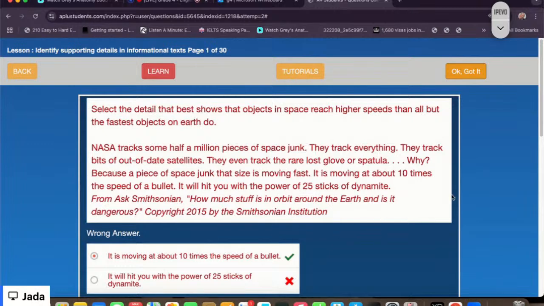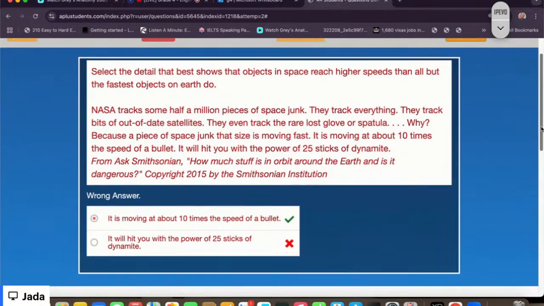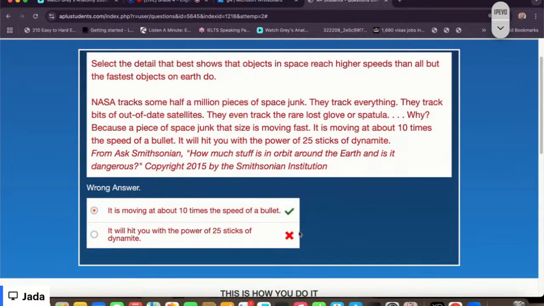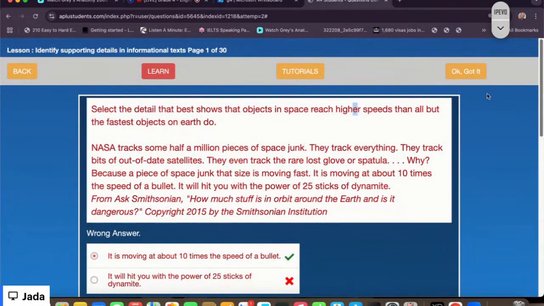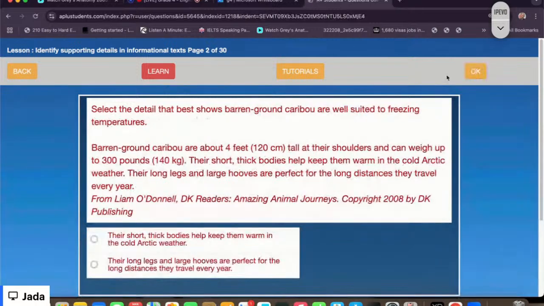Now we can see that option 2 is wrong. Why? Because it is moving at about 10 times the speed of a bullet. So this question is saying select the detail that best shows that objects in space reach higher speed. So this is talking about speed. So since it's talking about the speed, it has to be what? The 10 times the speed of a bullet. Right? So we have to be careful with our answers.